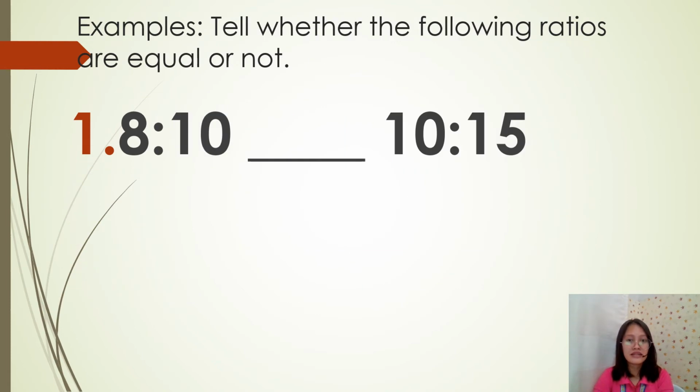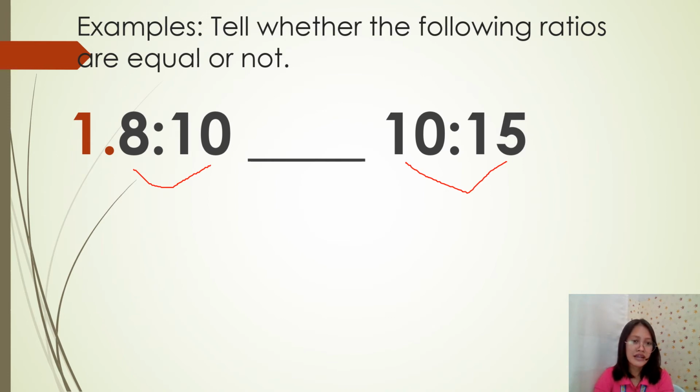So, now, let's tell whether the following ratios are equal. Paano naman po natin ma-determine if they are equal or if they are equivalent or not? So, for you to be able to determine if those are equal, kailangan nating i-simplify both ratios. So, first ratio i-simplify natin and then also the second ratio i-simplify. If their simplified forms are the same, kapag parehas daw, ibig sabihin, equal sila.